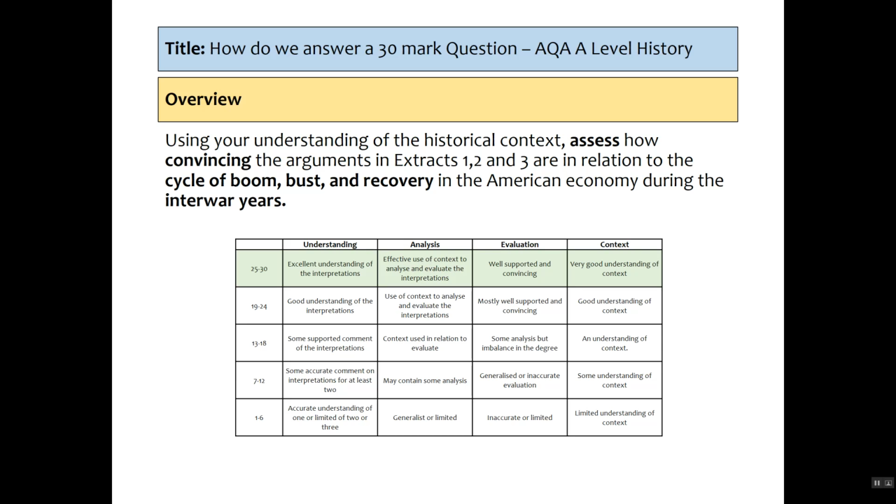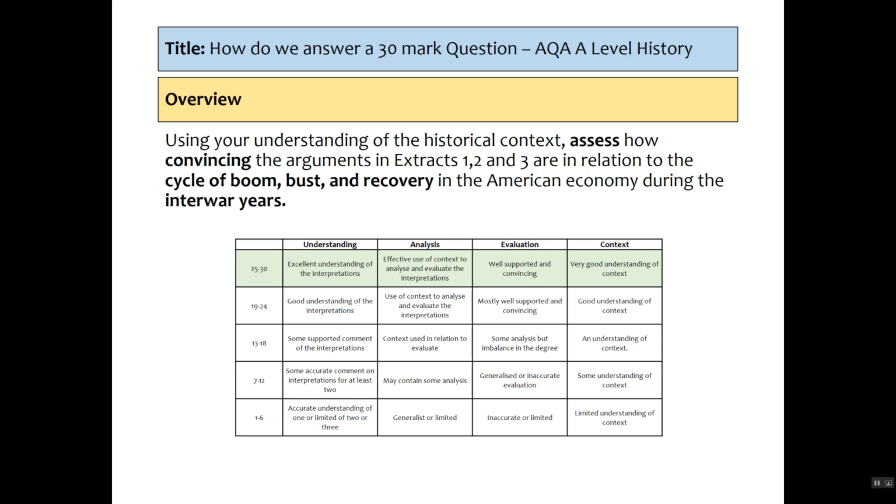So this is the summarised rubric for this question. The question is, using your understanding of the historical context, assess how convincing the arguments in extract 1, 2 and 3 are in relation to the cycle of boom, bust and recovery in the American economy during the interwar years. So the crux of this question is we are assessing how convincing the arguments are in each extract. So we'll be looking at the arguments and how convincing they are.